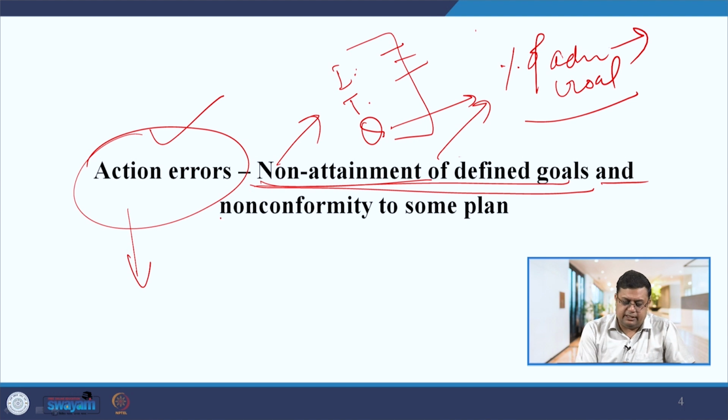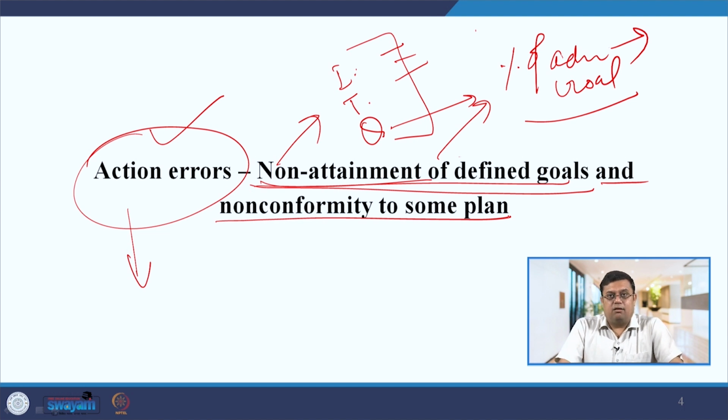The second aspect of this action error is non-conformity to some plan. So, conformity to some plan is not there, and that also you can put under the action error. So, I request you to identify such kind of errors at a workplace.